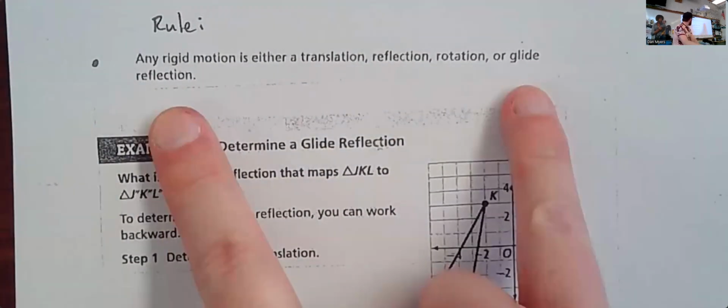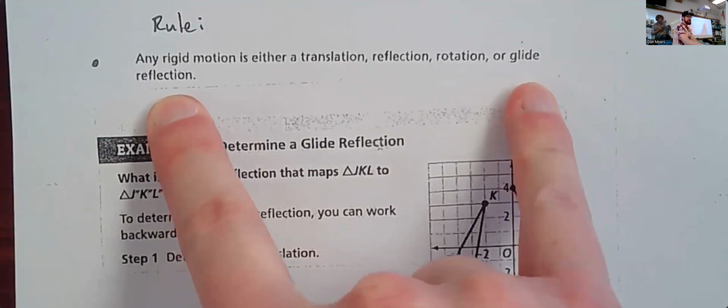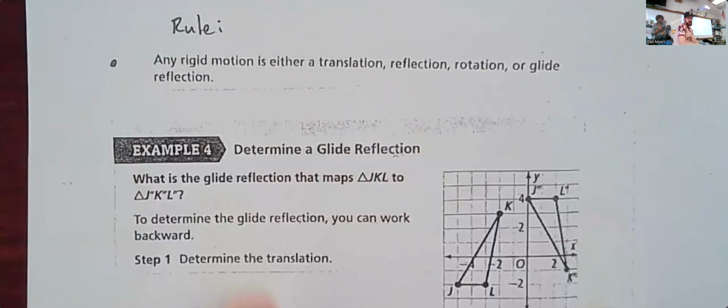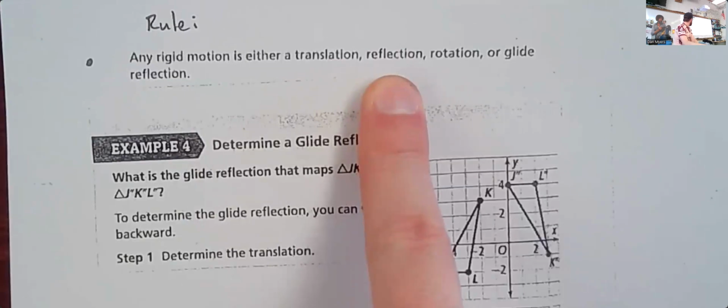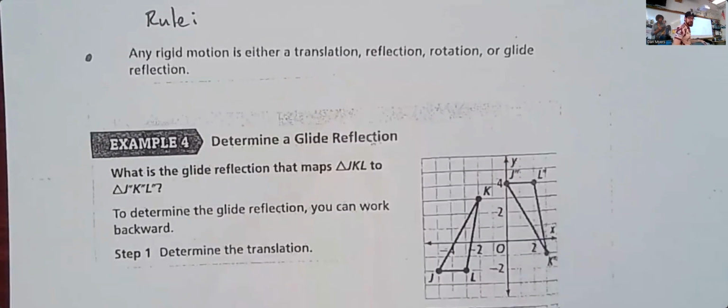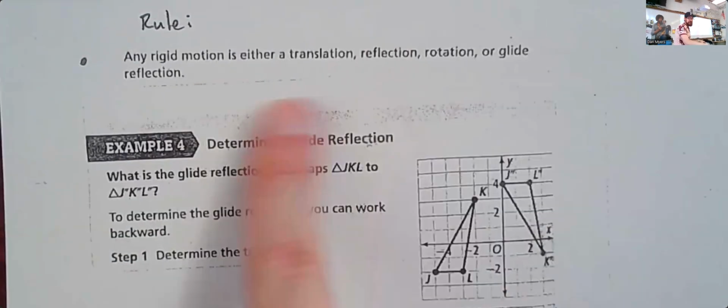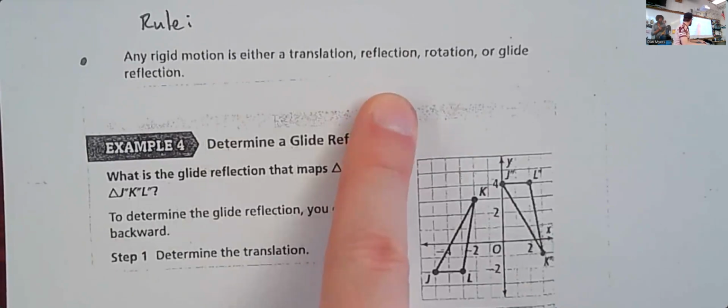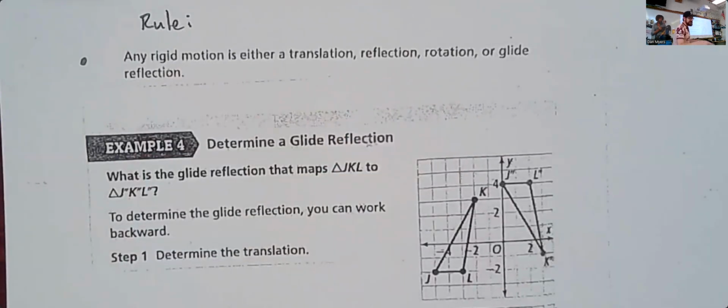Now, glide reflection isn't really one thing, though. It's a composition of a translation and a reflection. So it kind of has to be a rigid motion. So these are all the ways that we have to perform a rigid motion. And so this is our rule here that any rigid motion has to be one of those things.